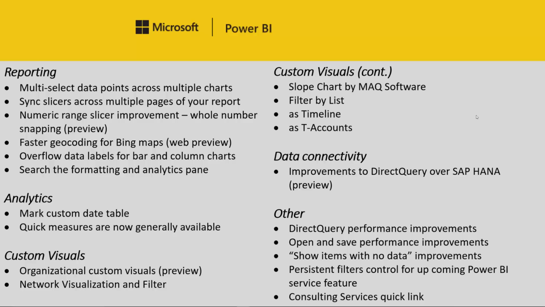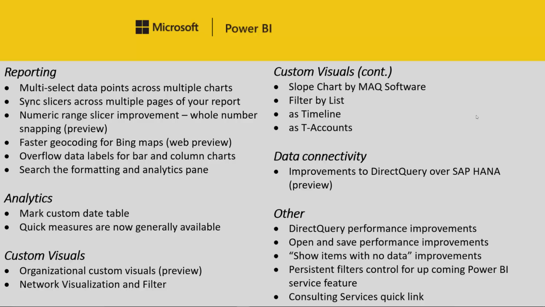We also have some open and save performance improvements. Whenever you are using large files, a couple of months ago we released the ability to use, if you're using premium, up to 10 gigabyte file sizes. And if you are using these large files, we've made a huge improvement to your opening and saving performance. You can see anywhere between a 40% and a 60% improvement in these actions.